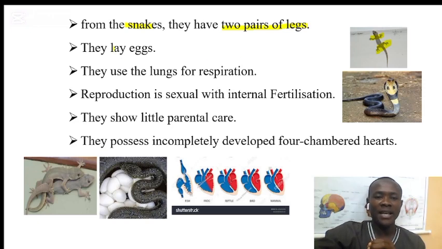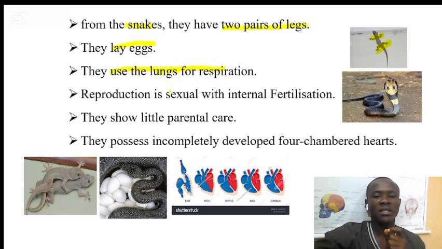And next, they lay eggs. Animals that lay eggs, we call them oviparous animals. Next, they use their lungs for respiration. When we talk about respiration in amphibians, we say the larvae use their gills for respiration, but the adults use their skin, their mouth and lungs for respiration. But in here, they are just using only lungs for respiration.